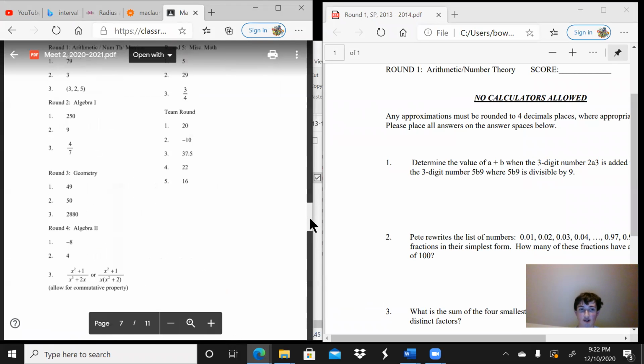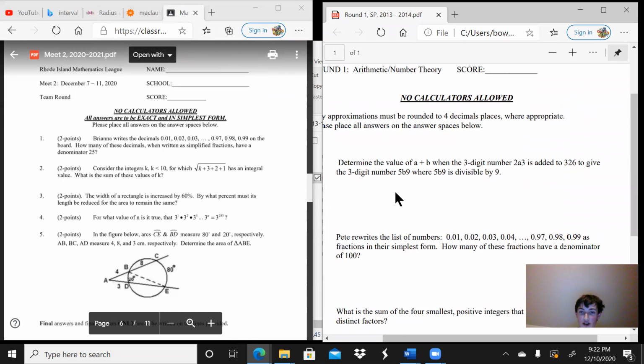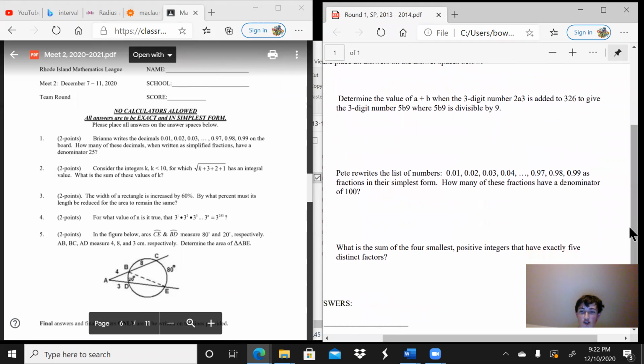Oh, there's the answers. I don't want the answers. Yeah. This one, number 1, also came up last year. Number 3 also came up, if you can see it. Just 5 distinct factors. Literally, no one got this one except for me and a few others. This one, yeah. It's exactly on the board. That's the only difference.